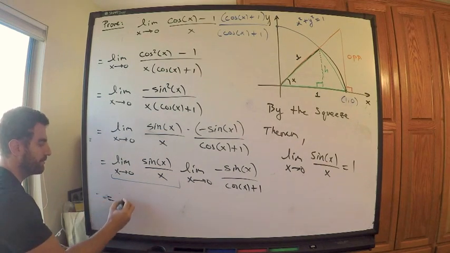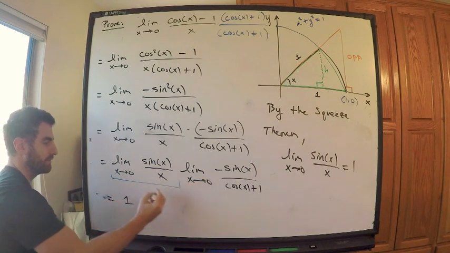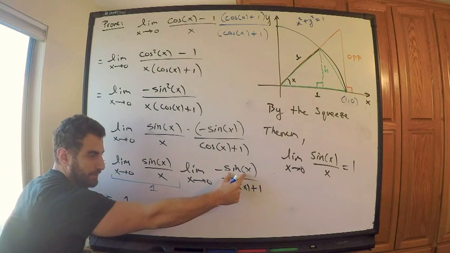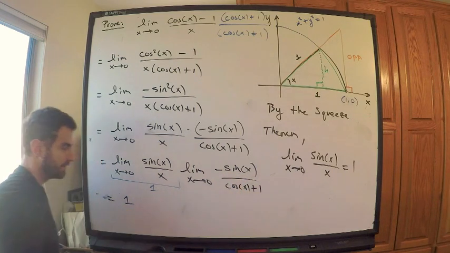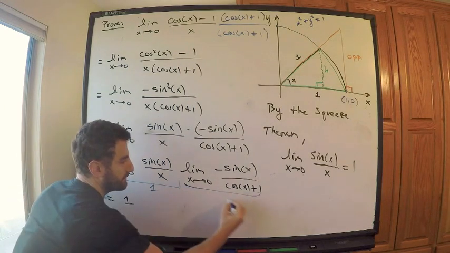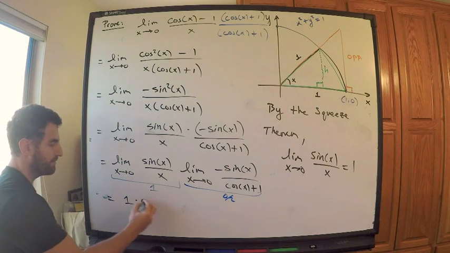This is equal to 1. What is this other part equal to? Let x go to 0. What does sine x go to? 0 over 2, which is 0. So this is 1 times 0, which is 0.